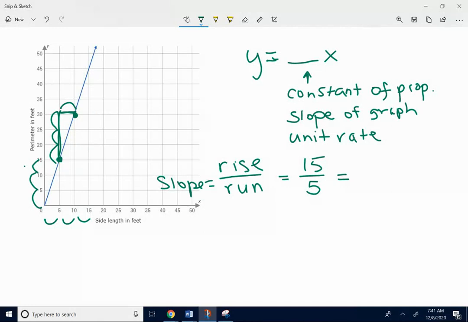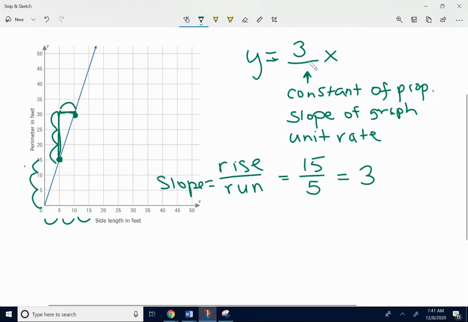Just reduce that. 15 over 5 means 15 divided by 5. So that's 3. Okay, so your equation is y equals 3x. Okay, because it is proportional, because it's a line that goes through 0, 0. If you have a proportional graph, your equation will be y equals something x. That something is going to be the slope of the graph.